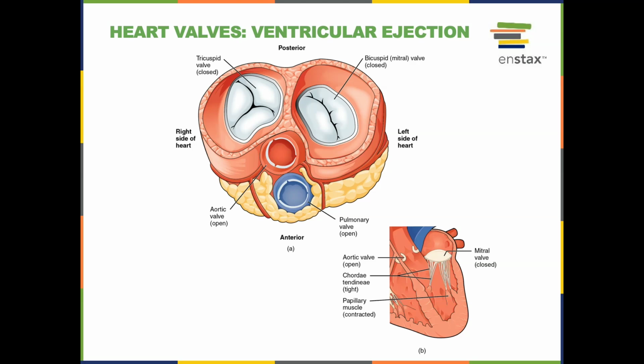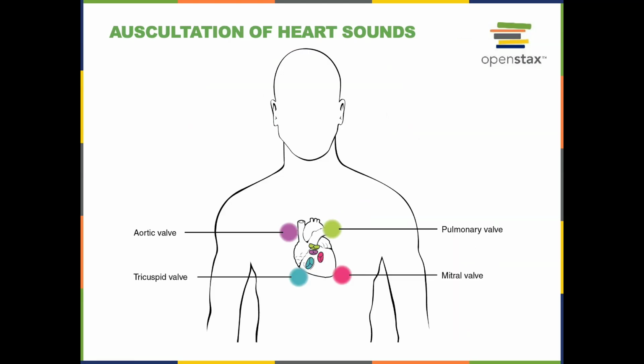Auscultation is the practice of listening to the sounds of the body. Using a stethoscope, we can listen to the heart sounds. The characteristic sound of the heartbeat is lub-dup. The lub is the first heart sound, or S1, resulting from the closing of the atrioventricular valves, the AV valves. Then the dup, or the second heart sound, S2, results from the closing of the semilunar valves, the SL valves.